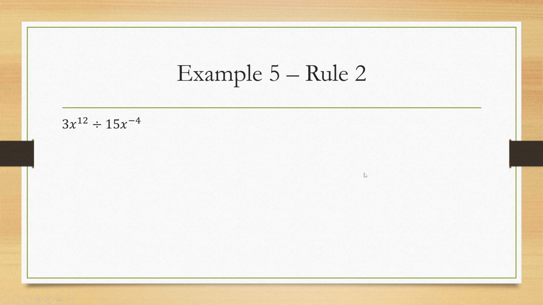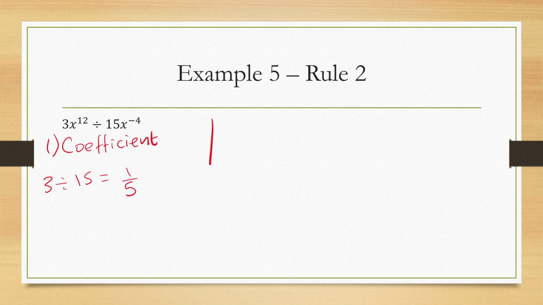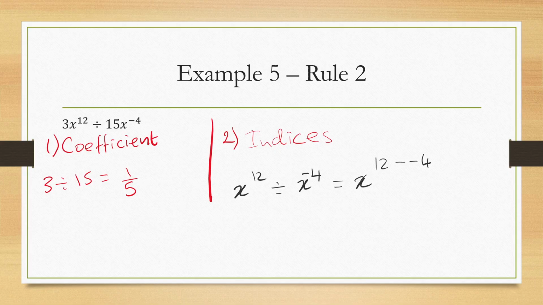So rule 2, doing this again. This time we're going to do the same question, but we're going to have the minus 4 up here. To deal with the coefficients, we know that's 1 over 5, it's not going to change. Now, the indices part. So we're going to do x to the power of 12 divided by x to the power of minus 4, which is the same as saying x to the power of 12 minus minus 4. Remember, you must keep this minus there, because that's where most people go wrong.